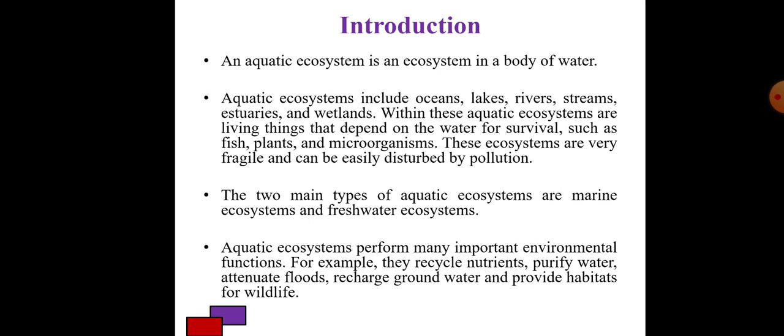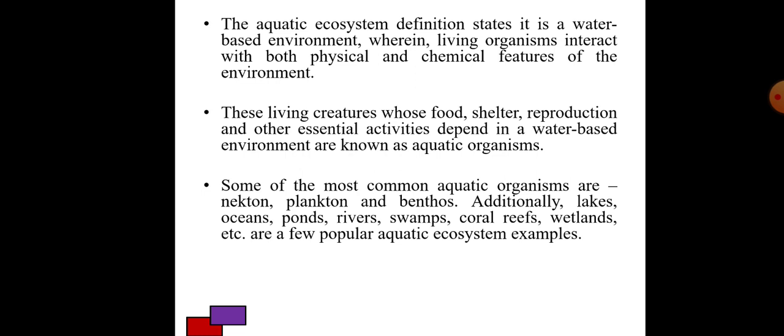So aquatic ecosystems perform many important environmental functions. For example, they recycle nutrients, purify the water, attenuate floods, recharge groundwater and provide habitats for wildlife. Okay. So this is some general information about an aquatic ecosystem.